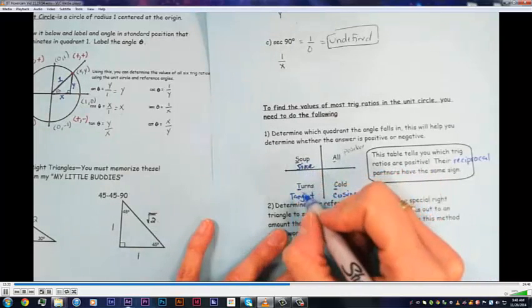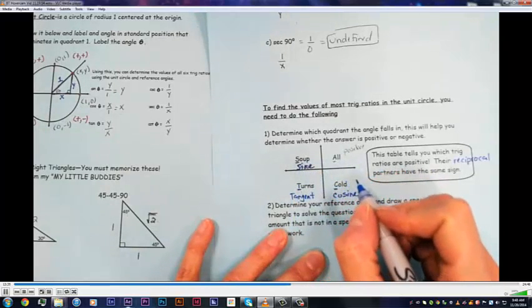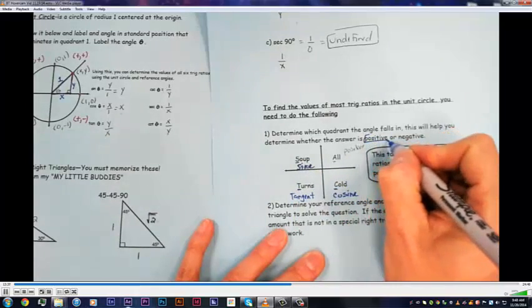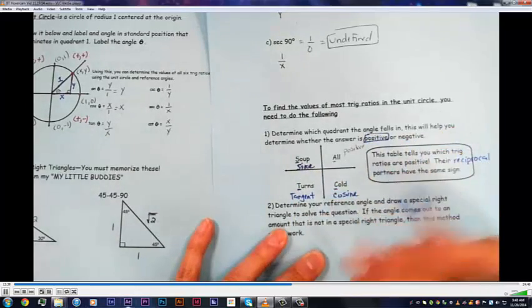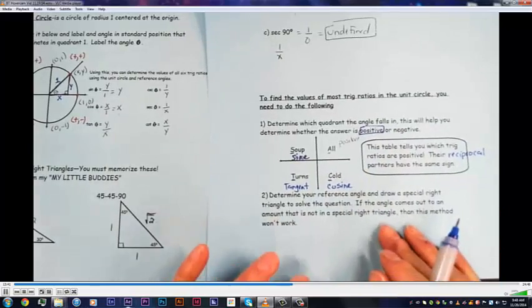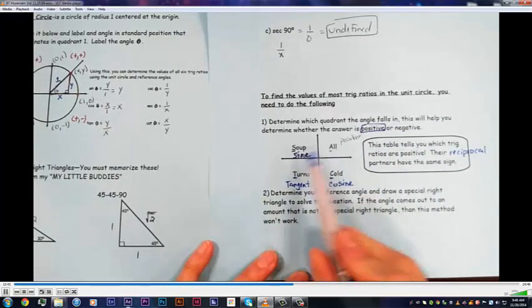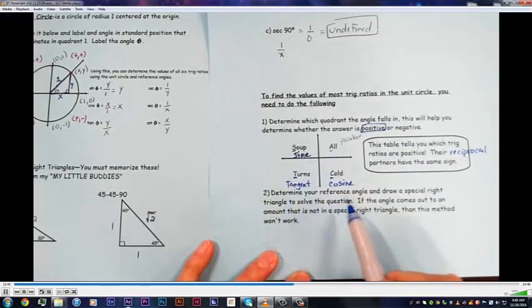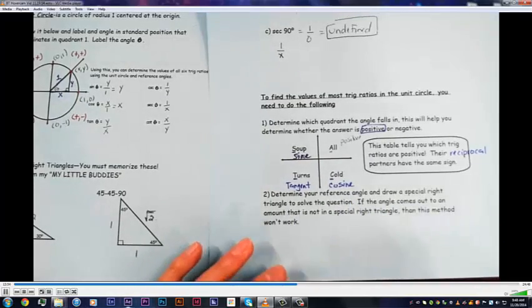So this All Soup Turns Cold helps you identify which ratios are positive. Now, obviously, if it's not positive, then it must be negative. Okay, I'll keep referring back to this. Determine your reference angles, and we're going to look at the special right triangle to help us get the correct ratio. So the reference angles in the triangles are going to get us our reference angles.